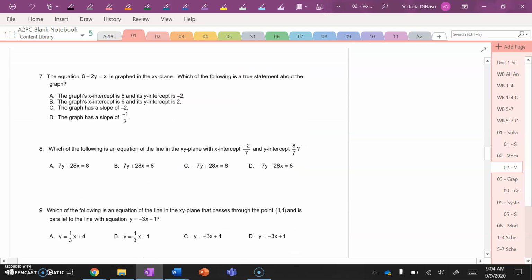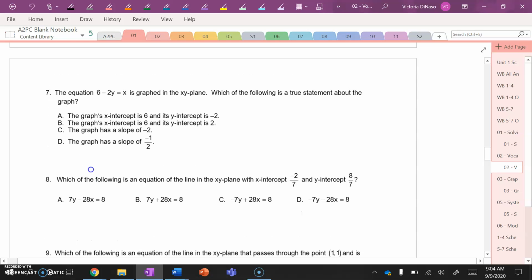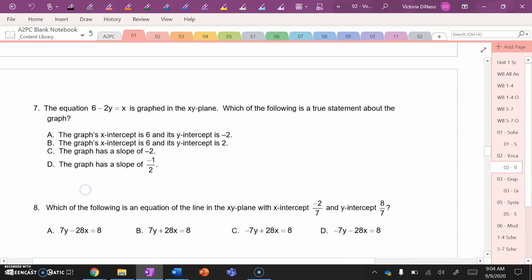it says the equation 6 minus 2y equals x is graphed in the xy plane. Which of the following is true about the graph? So to start with, we can change this into the form of y equals mx plus b, because this form gives us a slope, and it also tells us what the y-intercept is. So it doesn't help us with the x-intercept, but it definitely tells us what the y-intercept is.